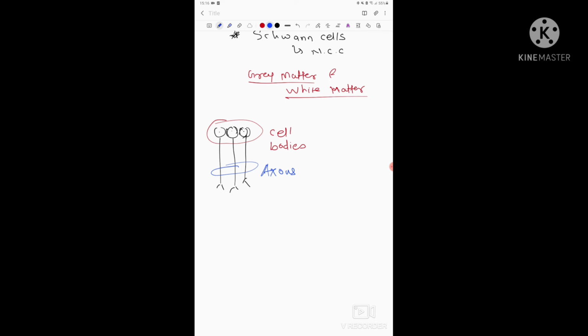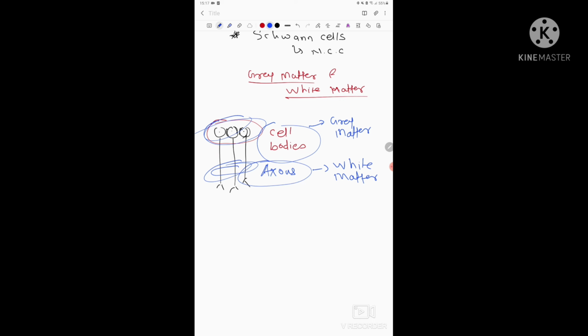The gray matter is the collection of the neuron bodies, that is the cell bodies, from the CNS and PNS. Collection of the cell bodies is gray matter. And when we talk about the white matter, it's absolutely the same, that is the collection of the axons, which is white matter. Gray matter is a collection of the nerve cell bodies, as I mentioned here with the diagram.